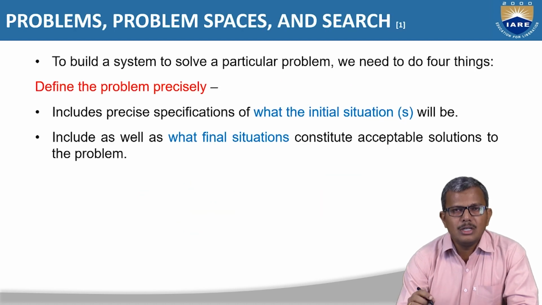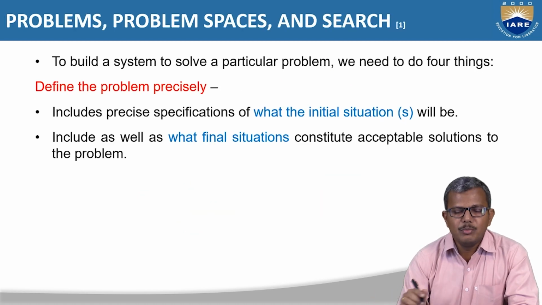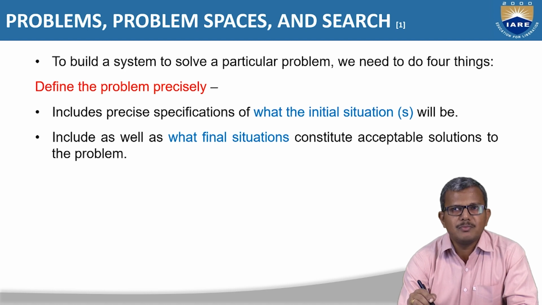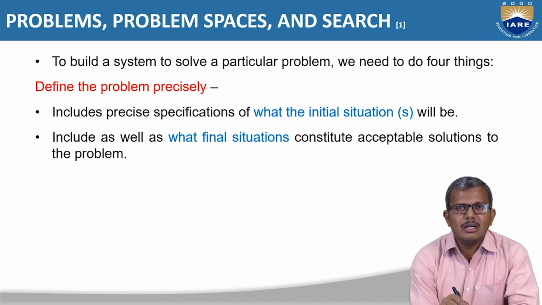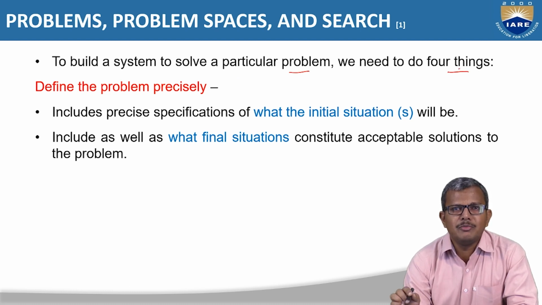So let us try to understand the things based upon problem spaces and such. As I mentioned earlier, to build a system to solve a particular problem, we need to have four things. These four things are very important in order to write an AI program which can exhibit some kind of intelligence during problem solving. So the first important step is we need to define the problem very precisely.